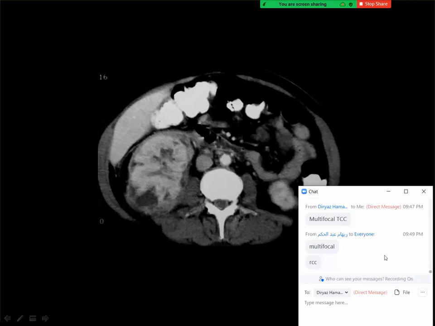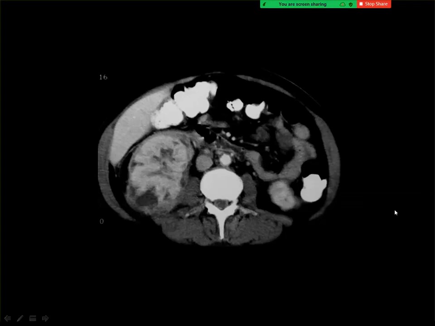Renal cell carcinoma, other possibilities, angiomyolipoma, acute pyelonephritis. Yes, acute pyelonephritis with abscesses. Angiomyolipoma is diagnosed by the presence of fat.